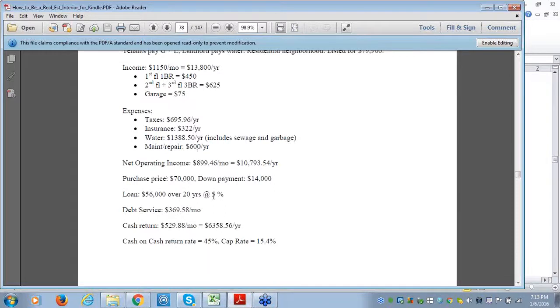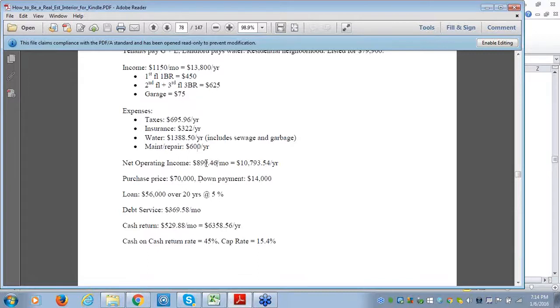Now, right now, you can still get a commercial rate at 5% for 20 years, okay? It doesn't matter where you are in the country. You find the right lender, you can still get this, okay? So if you amortize $56,000 over a 20-year period at 5% interest, you'll see that your monthly mortgage payment, just principal and interest alone, not taxes, not insurance, just debt service, principal and interest, is $369.58 per month, okay?